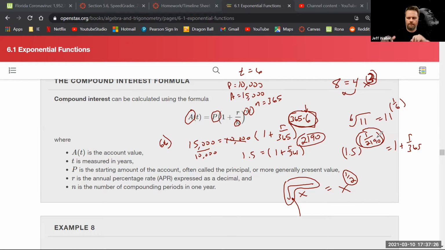Does it matter which number you choose for n, as long as it's the same? Well, no. The problem said daily, so it had to be 365. Oh.